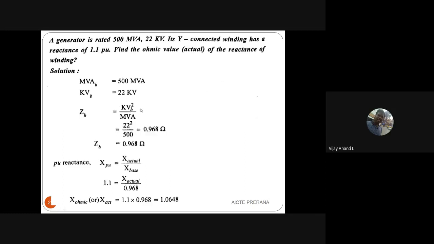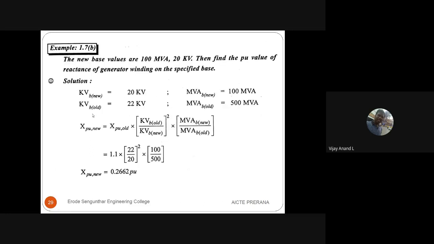This is a continuation of the previous sum. So 500 MVA is the old value, and kVB is also the old value. So we take kVB old equal to 22 kV, and MVAB new is equal to 100, given in the problem, and MVAB old is 500, given in the previous sum question. From this we have to calculate a new reactance value, that is, the new per unit value of the impedance.